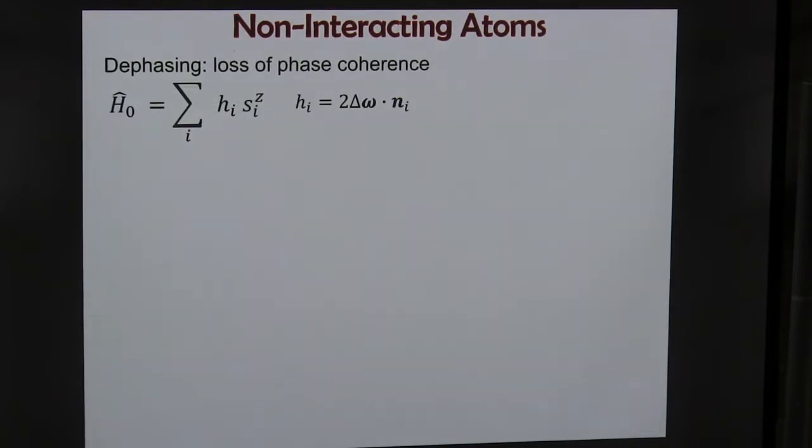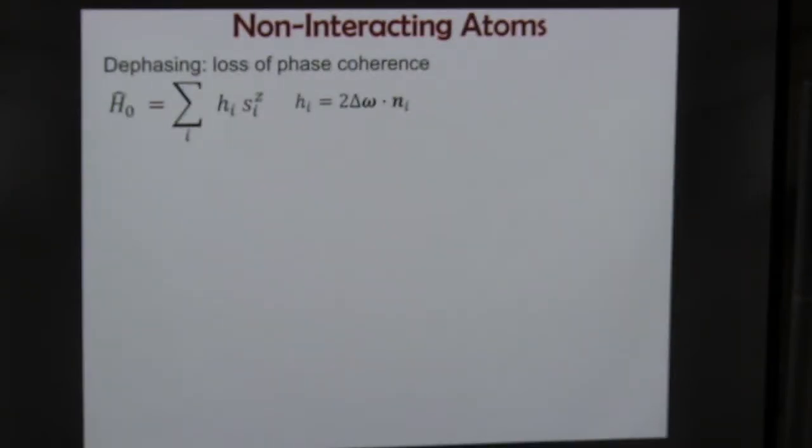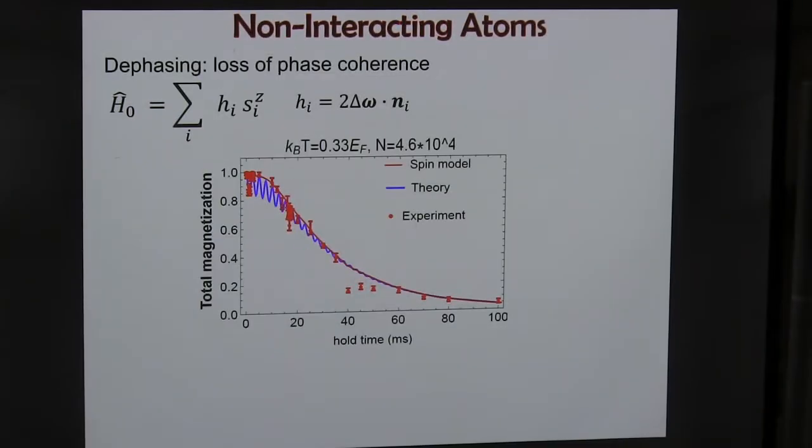So if you look at the dynamics during the Ramsey time, the dynamics is going to be extremely simple, because what happens is that each spin is going to precess at its own rate that is different from one to the other. And what we will see is dephasing. So if you look at the total magnetization as a function of time, very quickly, after 100 milliseconds, you see a demagnetization of the gas, and that is very well captured by this spin model.